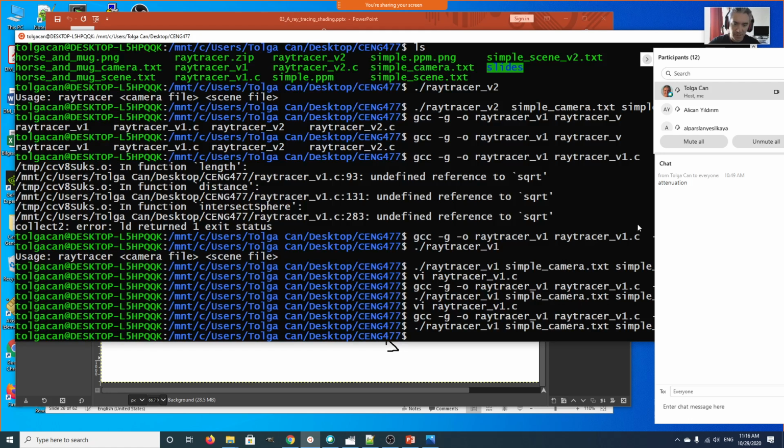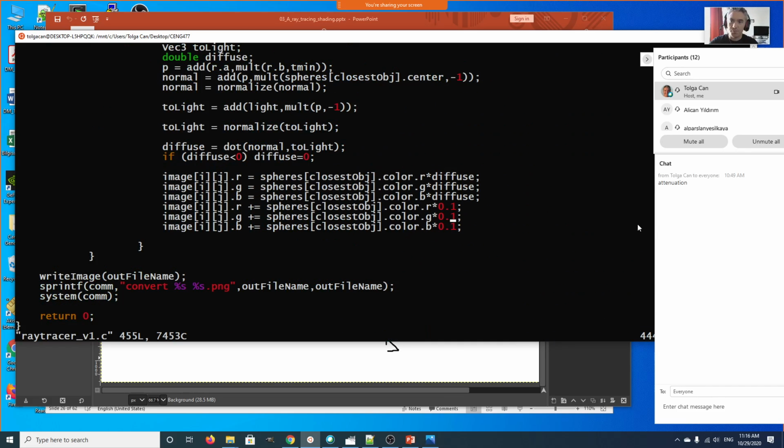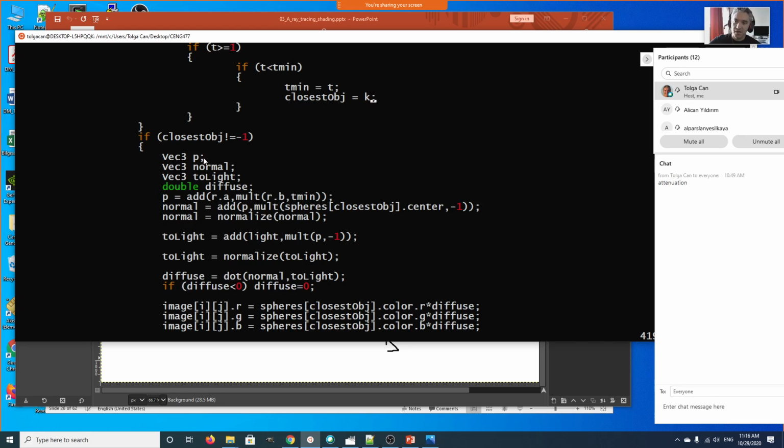Oh, by the way, if you take a look at the code again, look at how the diffuse component is implemented. We have these vectors, the normal vector on this point.